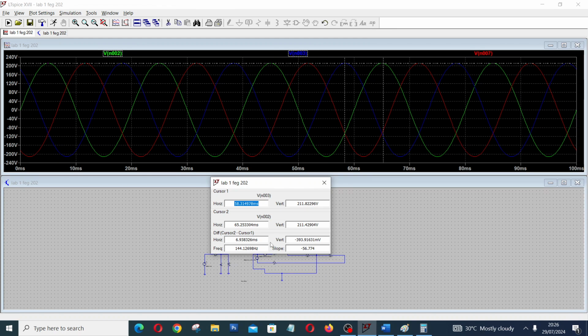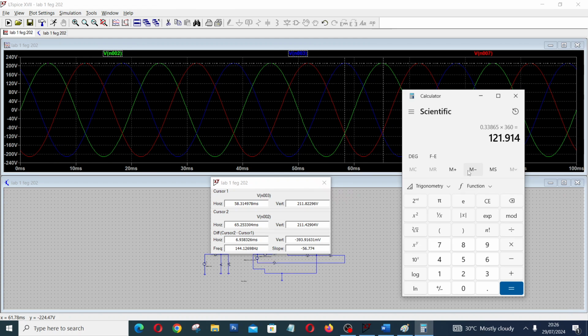After that, we now make use of our calculator. Let me bring out my calculator to punch it, as we did in the previous video. That's our time difference, cursor 2 minus cursor 1, is 6.938 milliseconds. That is 0.006938 divided by 0.02. That will give you this, then multiply by 360, so that will give you 120.